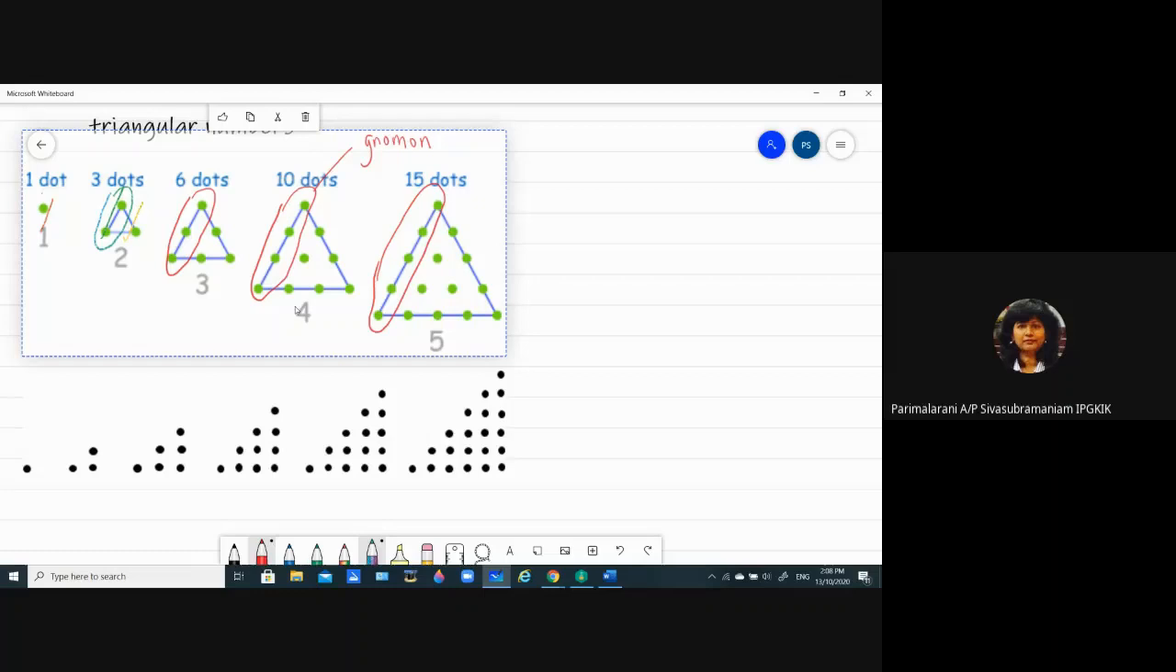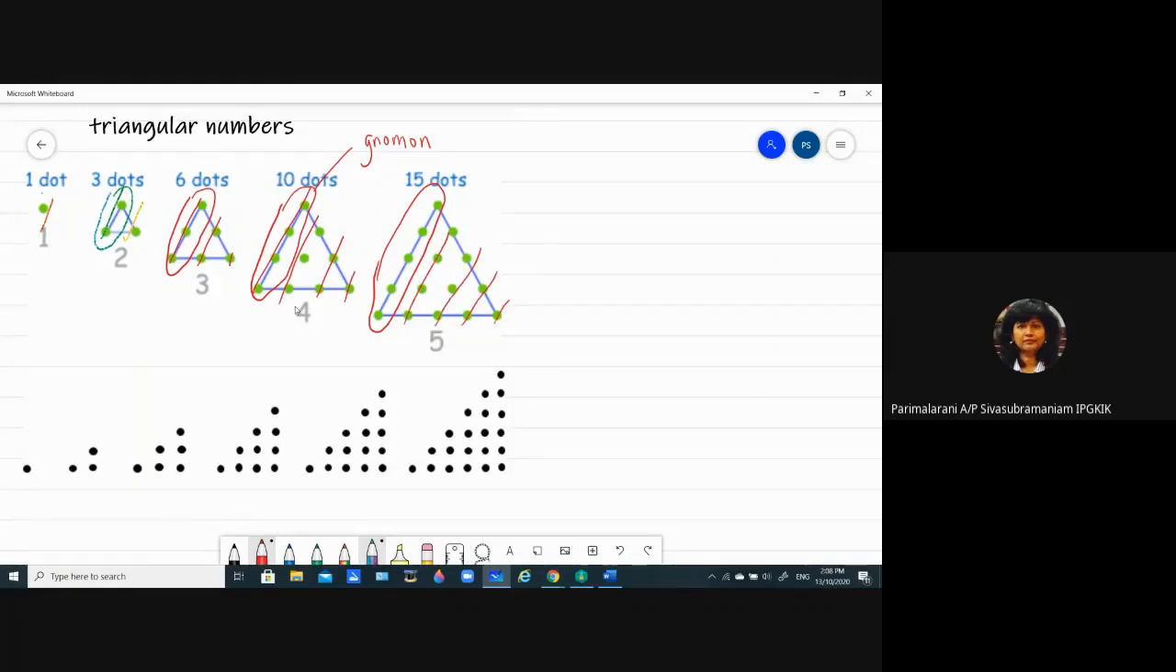Our first triangular number is 1, and then we have 2, 3, 4, 5. Each time we add 1 new row. This is row 1, row 2, row 3. Row 1, row 2, row 3, row 4. Row 1, row 2, row 3, row 4, row 5. So each time we add 1 new row or 1 new gnomon. Here we are adding 2, 3, 4, 5.